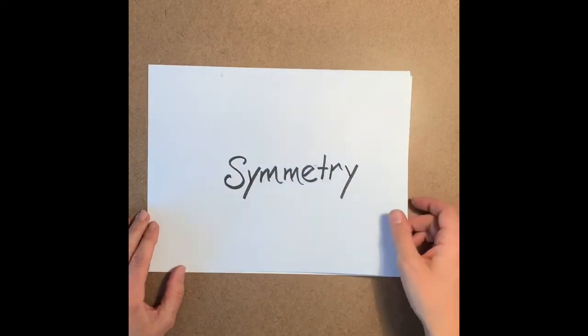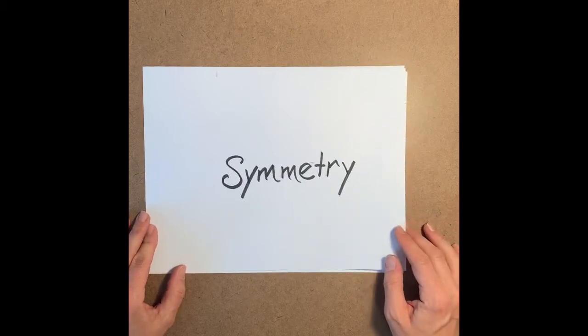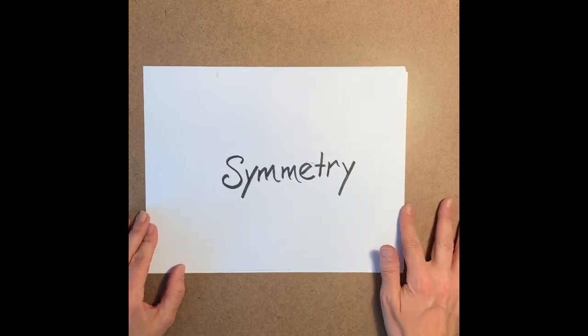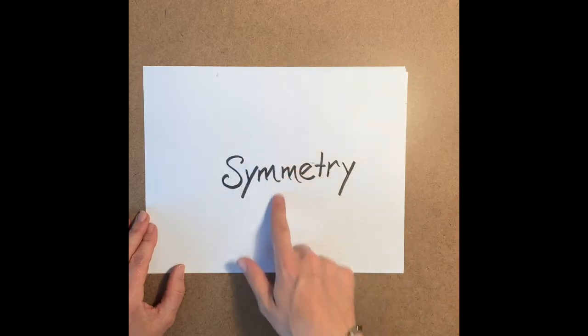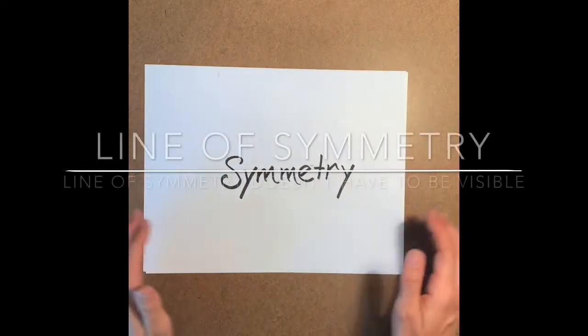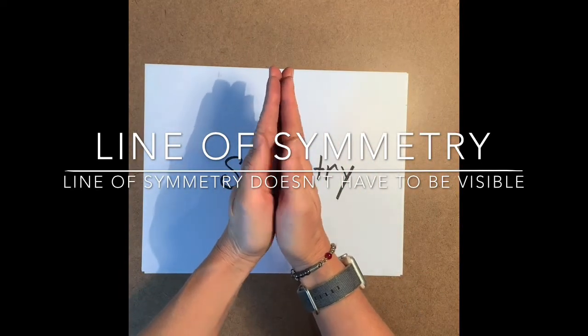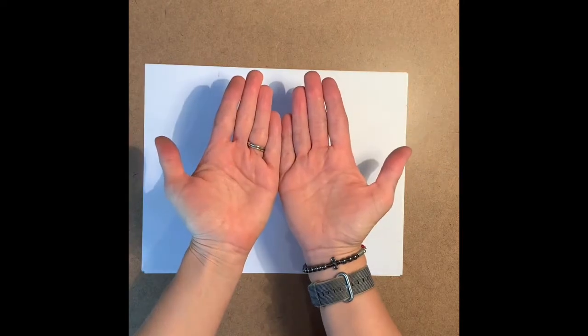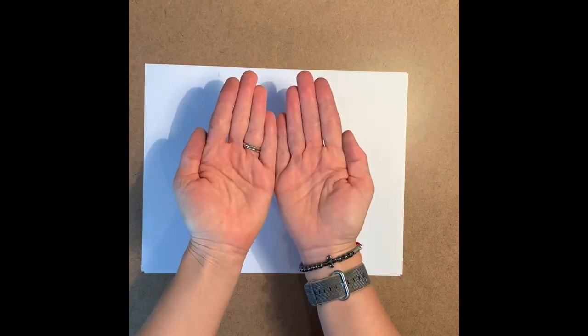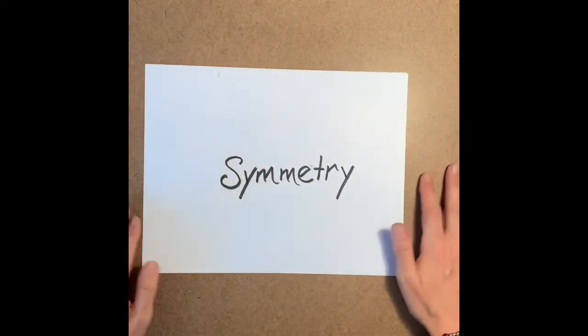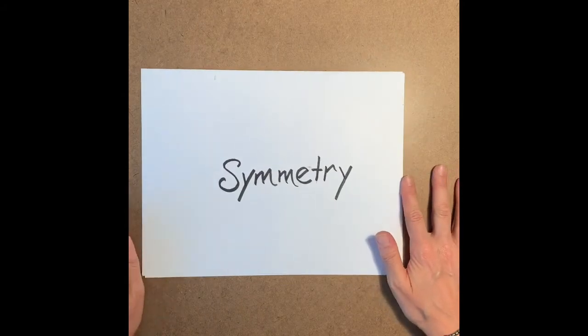Today what we're going to focus on is the subject of symmetry. And what symmetry is, it's an image where there is a line and then something is the same on both sides. Like if I do my hand like this and open it up, my hands are symmetrical. They're placed symmetrically.